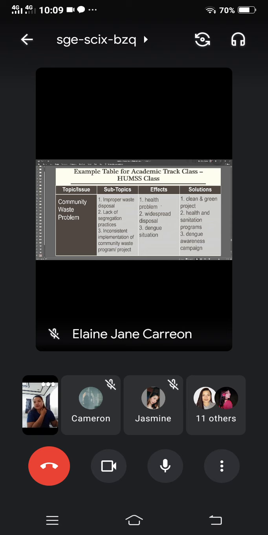Next, effects. Of course, health problem, widespread of disposal, then dengue situation. You can add as many as you want as long as you can think of them. The more you think of, the more specific your problem will become. Next, solutions. Clean and Green Project, health and sanitation programs, dengue awareness campaign. So, using this general topic, community waste problem, you can now form your title. Example, effects of Clean and Green Project in the community.